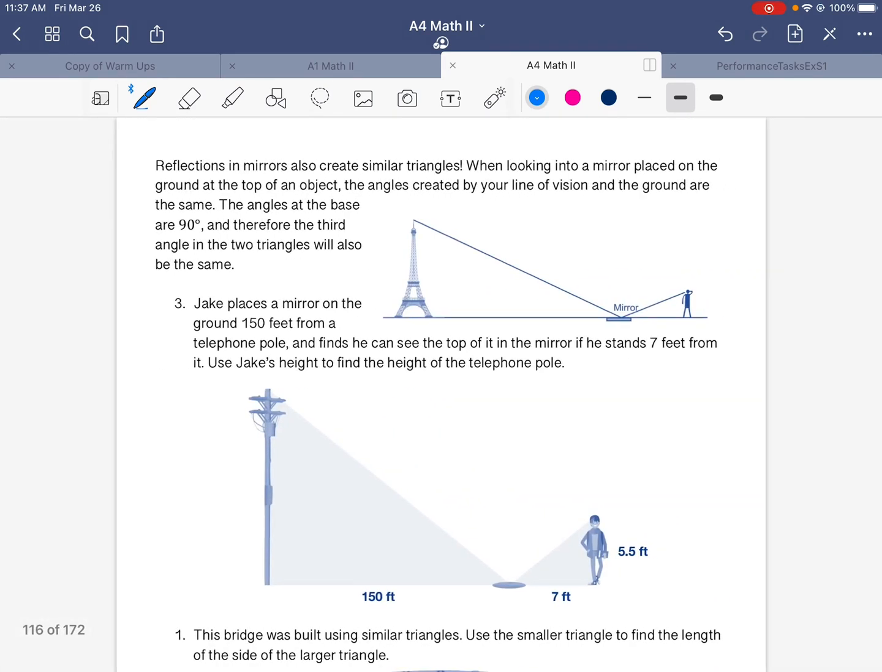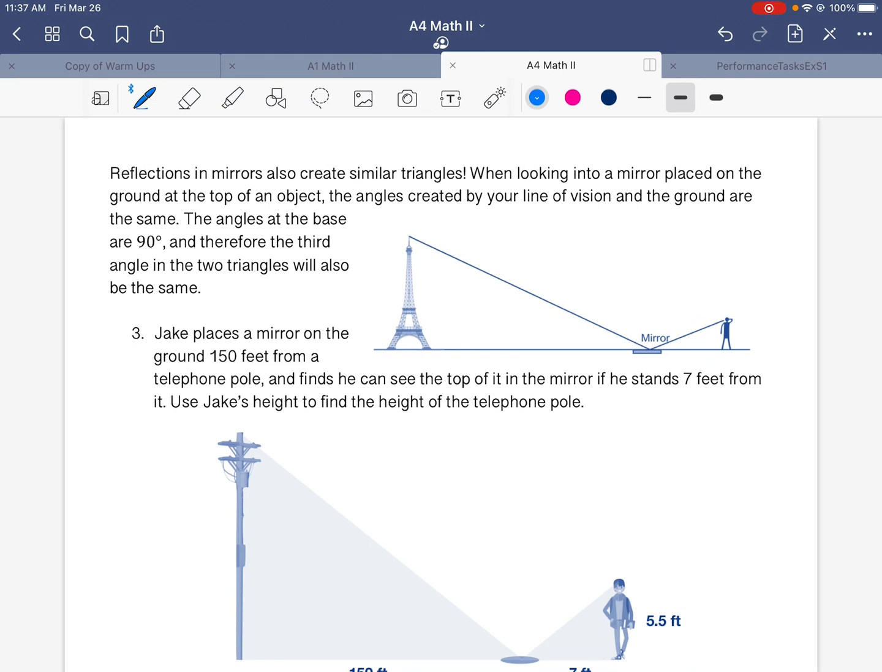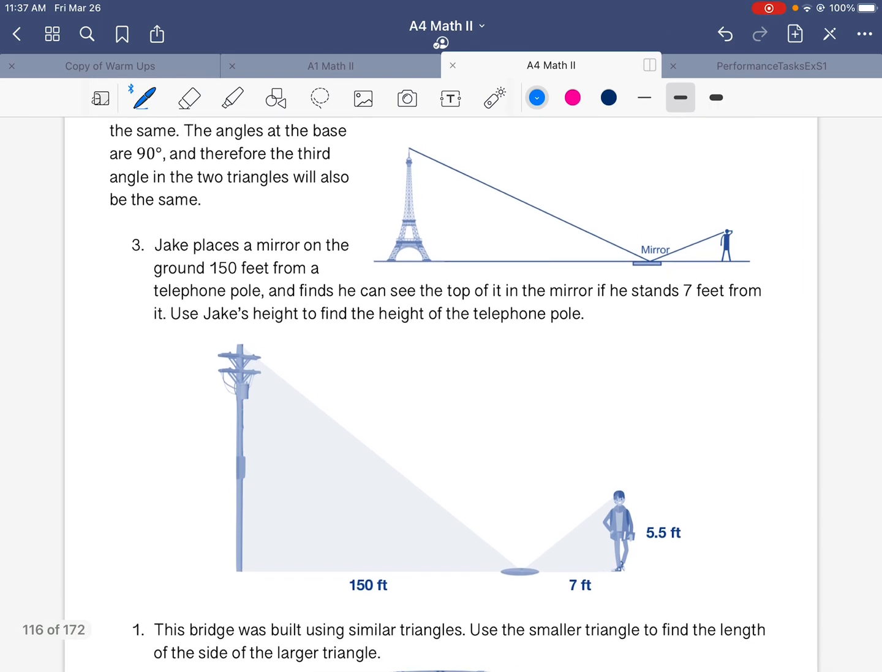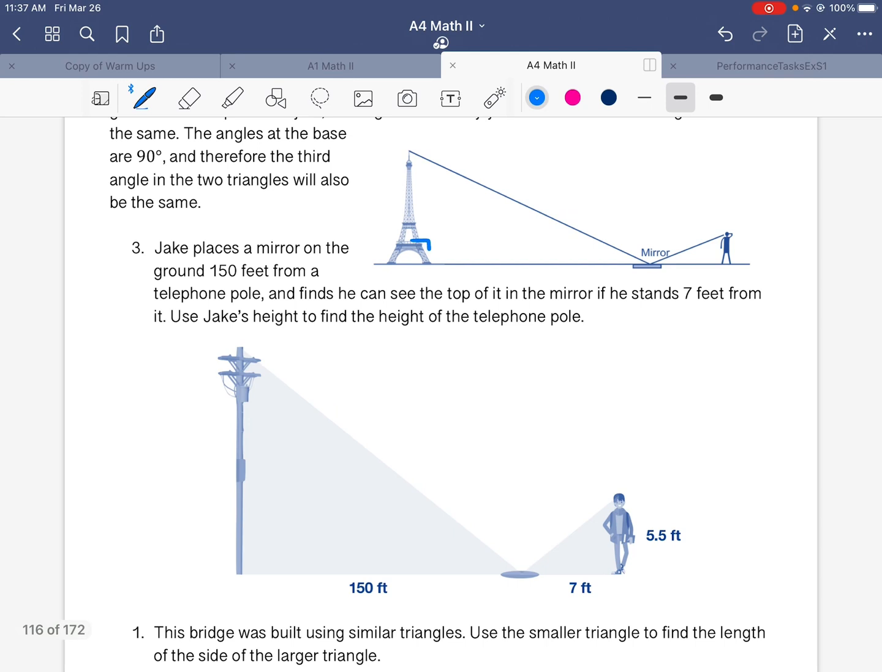Great. So another similar triangle thing that happens in real life is with mirrors, and this is kind of interesting to me. The description up here says reflections in mirrors also create similar triangles. When looking into a mirror placed on the ground at the top of the object, the angles created by your line of vision and the ground are the same. The angles at the base are 90, and therefore the third angle in the two triangles will also be the same. So that description is just telling us that we have 90-degree angles here. These two angles are the same, and then so are these two angles.